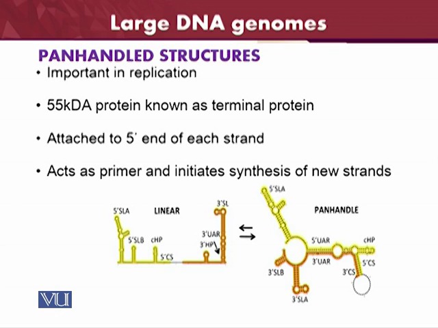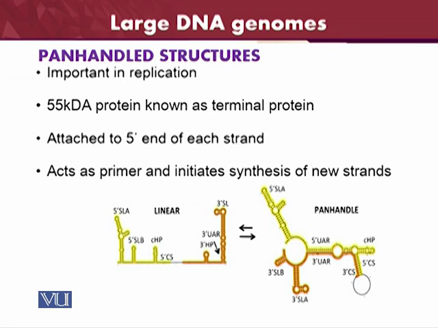A 55 kDa protein known as the terminal protein is attached to the 5' ends of each strand in the genomic material. These pan-handle structures act as the primer and initiate the synthesis of new strands. They are very important. At the time of replication, they will be acting as primers, and the primer is important to initiate, as we will see in the practical portion, how DNA and RNA replication occurs in different viruses. So the primer is very necessary to initiate the synthesis of new strands.